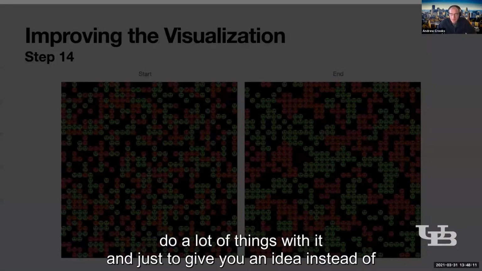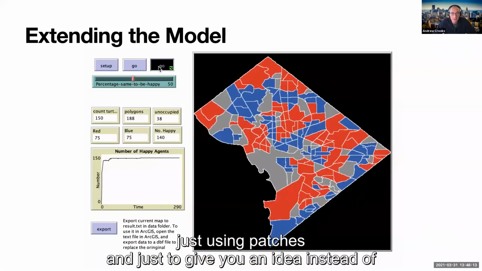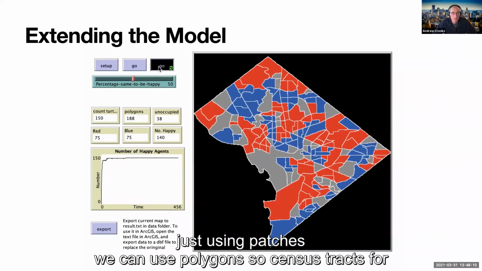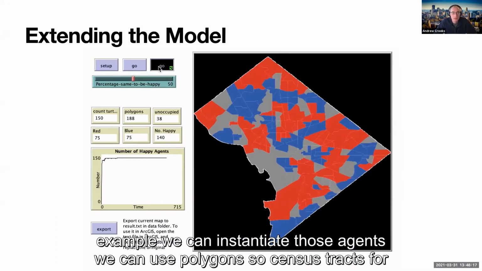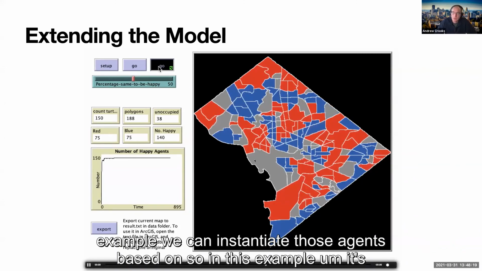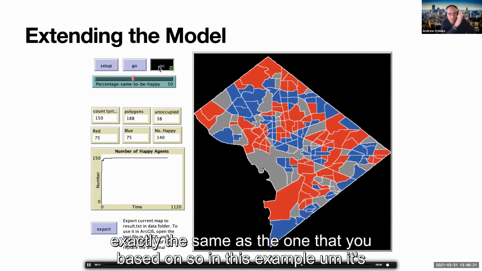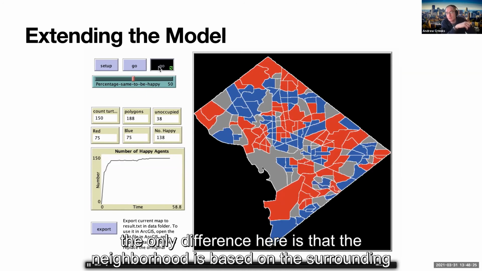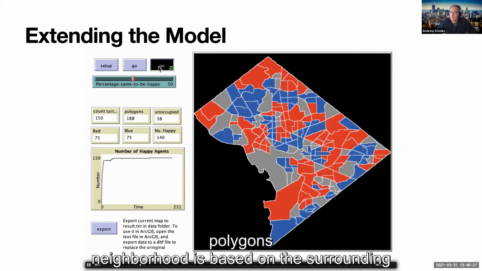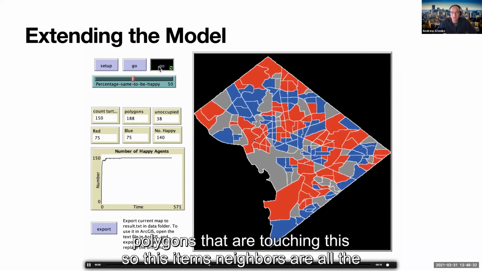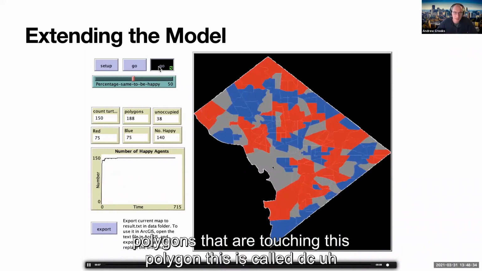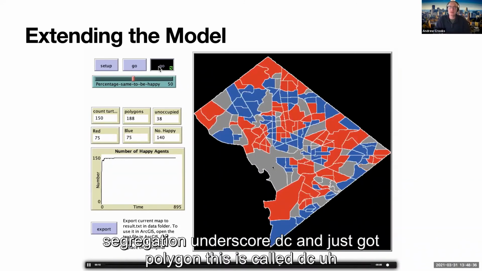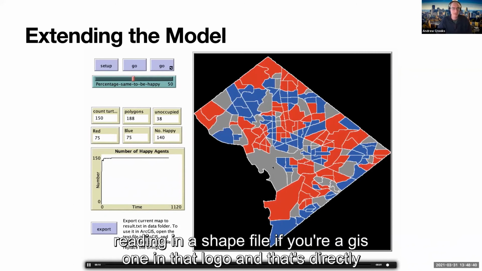Just to give you an idea, instead of just using patches, we can use polygons, so census tracts, for example, which we can instantiate those agents based on. In this example, it's exactly the same as the one that you just had. The only difference here is that the neighborhood is based on the surrounding polygons. So this agent's neighbors are all the polygons that are touching this polygon. This is called DC_segregation_DC_1 in NetLogo, and that's directly reading in a shapefile, if you're a GIS person.